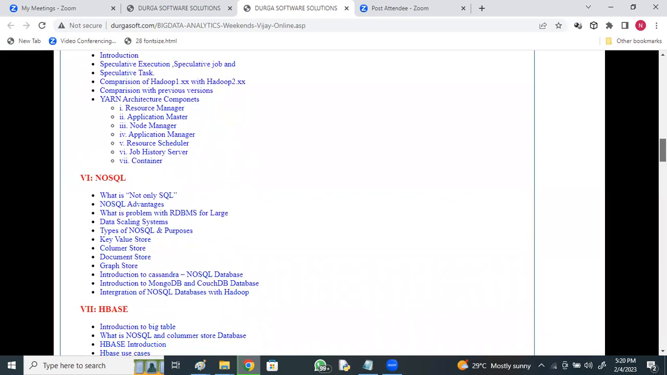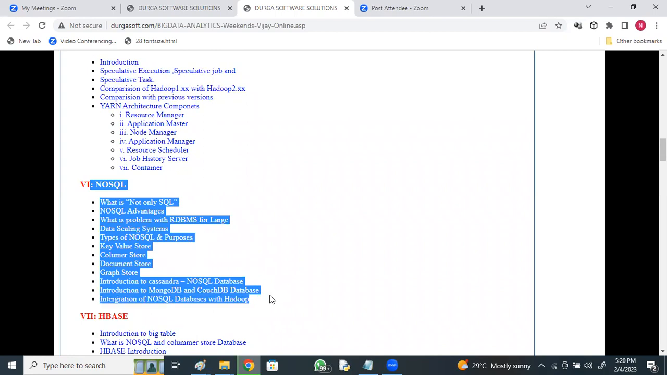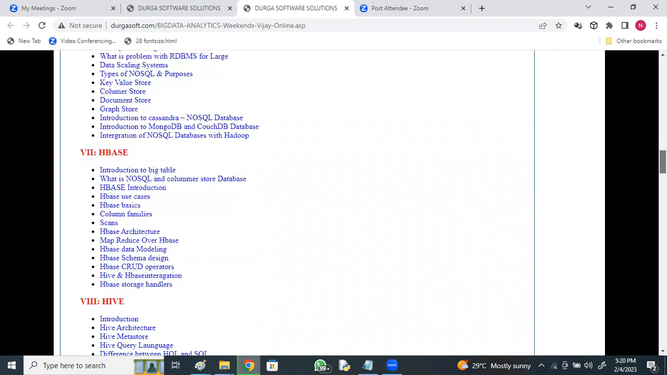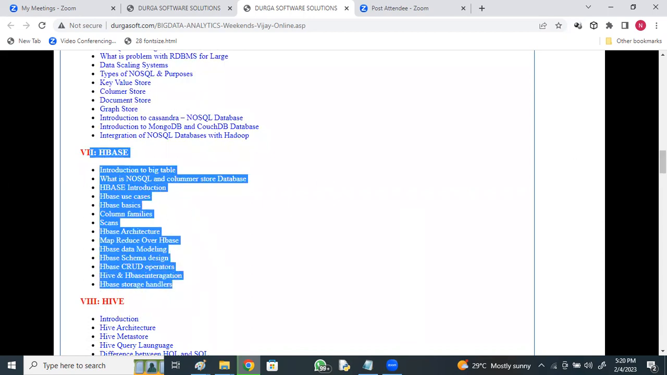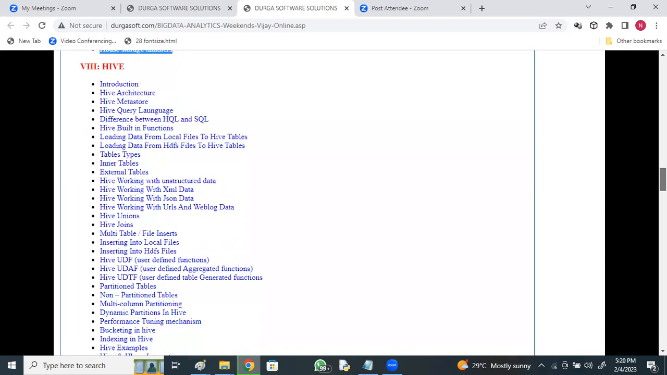And as a data engineer, you need to have an idea about at least one NoSQL database. Types of NoSQL, and I'm going to discuss NoSQL databases like HBase, which is especially designed for the Hadoop environment, and Hive, one of the important tools of Hadoop. So more discussion on Hive.